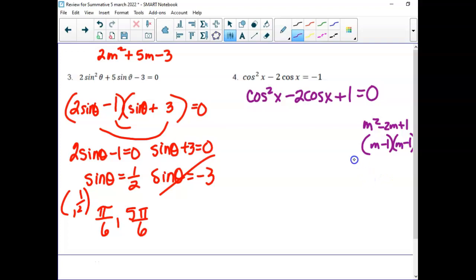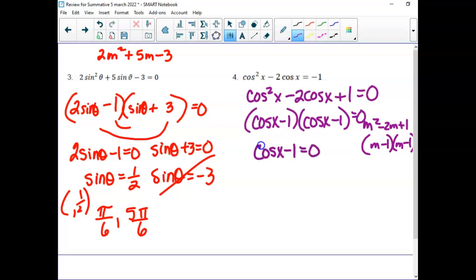Does that work? So it's going to be cosine of x minus 1 times cosine of x minus 1 equals 0. If you foiled that back, you'd get a cosine squared minus 1 cosine minus another 1 cosine, which combined to be minus 2 cosine, and then a plus 1. If we set that equal to 0, we can do it twice, but it's the same factor, right? We get the cosine of x is 1. Isn't that only one place that happens?